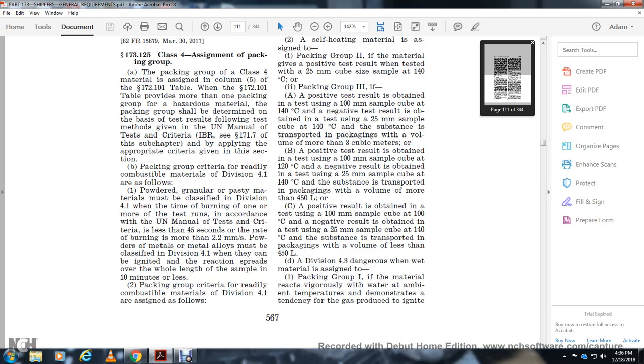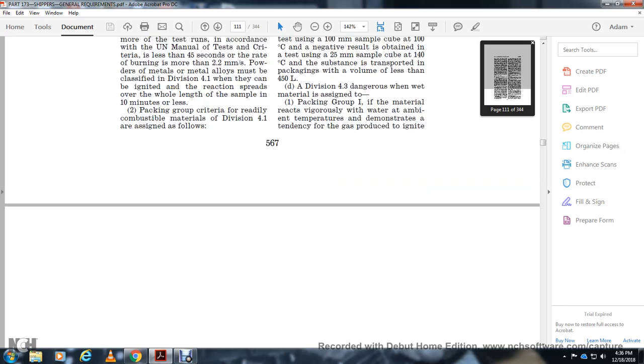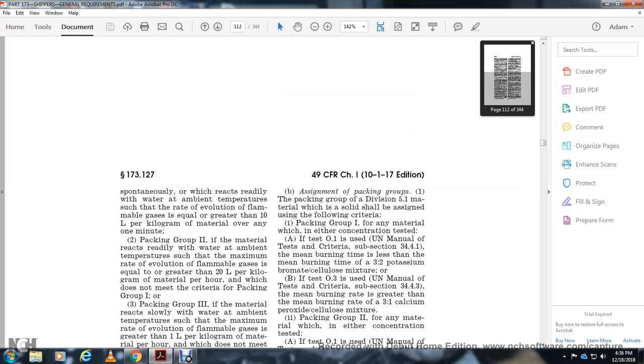Division 4.3, dangerous when wet materials, are assigned to packaging group 1 if the material reacts vigorously with water at ambient temperature and demonstrates a tendency for the gas produced to ignite spontaneously, or which reacts readily with water at ambient temperature such that the rate of evolution of flammable gas is equal to or greater than 10 liters per kilogram of material over any 1 minute.